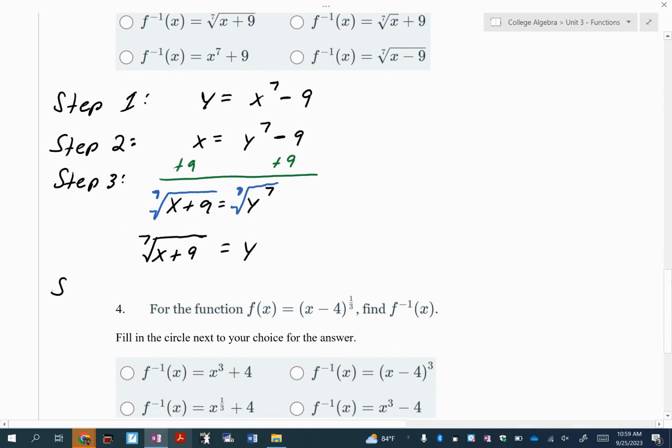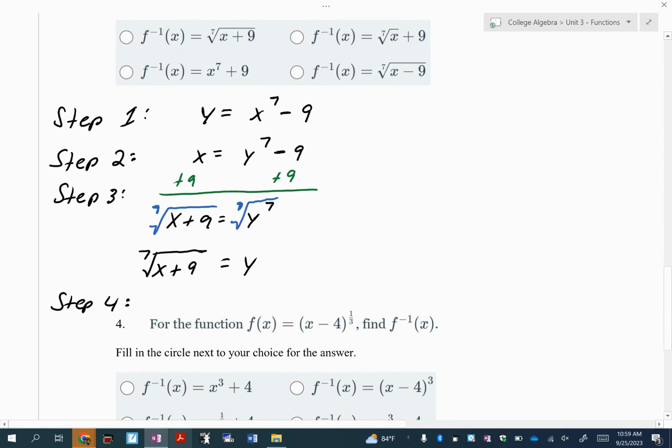Now, in terms of step 4, the last one, if this is a function, you're going to go back to that function notation, which this one is. So it'll be f, and we put this -1 in the power to denote that this is the inverse function of the f of x function. So my answer is the 7th root of x plus 9.